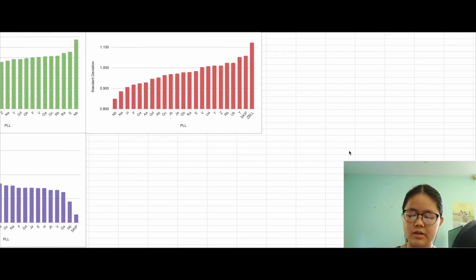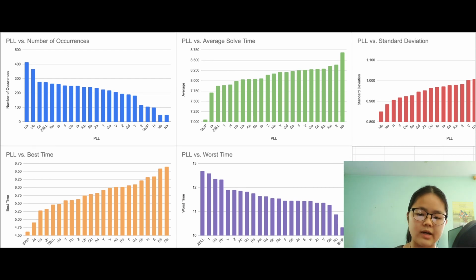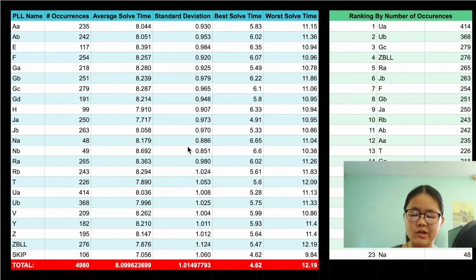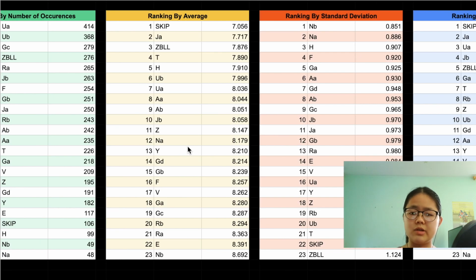So yeah, these are the graphs and the raw data that I had from 5,000 solves, give or take about 20 because I probably messed it up somewhere. But that was actually pretty interesting. I think it's pretty eye-opening, because it answered a couple questions for me. Firstly, I don't like the NB perm, but that means I need to practice it more and get it down into my muscle memory, because I did just switch my alg for it.